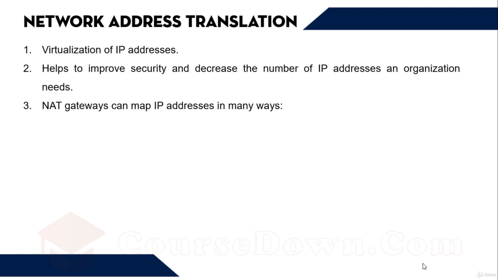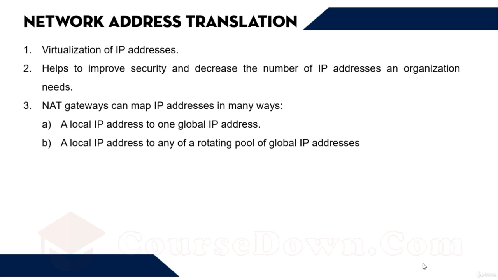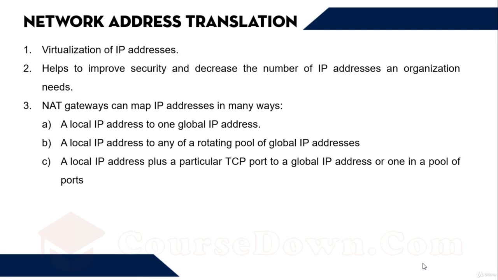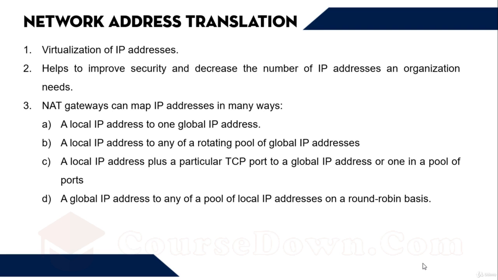NAT gateways can map IP addresses in many ways: A, a local IP address to one global IP address; B, a local IP address to any of a rotating pool of global IP addresses; C, a local IP address plus a particular TCP port to a global IP address or one in a pool of ports; D, a global IP address to any pool of local IP addresses on a round-robin basis.